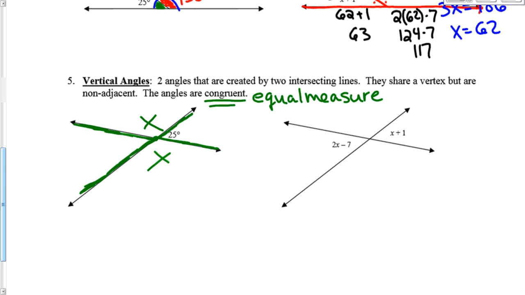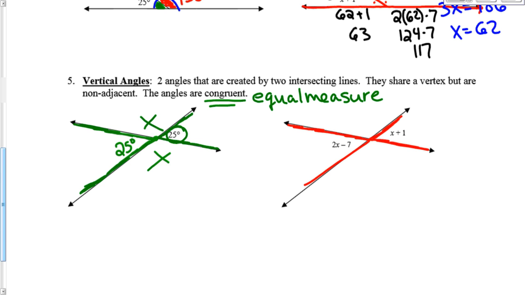Okay, so if this one's 25 degrees, that means this one has to be 25 degrees. So how can we solve a problem knowing we have vertical angles? We'll take a look at the next example. We see over here two vertical angles. I'm going to trace them out so I can see they indeed form V's. The vertexes are touching. And I'm going to set up an equation.